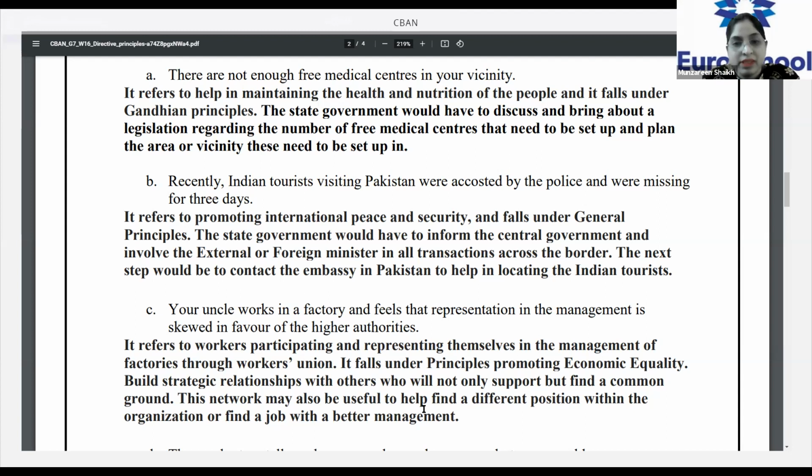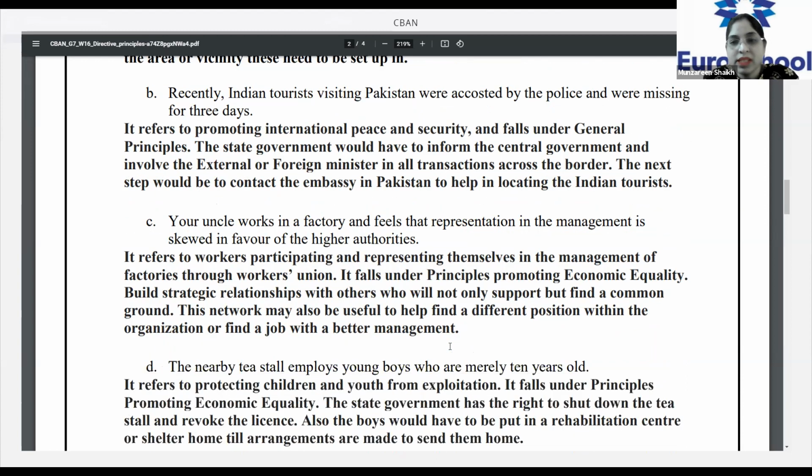Now, what is the third part? Solution. What do you think would be the solution? How are you going to find a solution to this problem? Ma'am, it is at central level, so we should inform the foreign minister, no? Very good. You'll have to inform the foreign minister, you'll have to inform the central government. You'll have to even get in touch with the Pakistan embassy so that they try and find out where these Indian tourists are. They'll find out the location and information about these Indian tourists. Got the second one, everyone? Understood? Yes, ma'am. All right, let's do the third one.